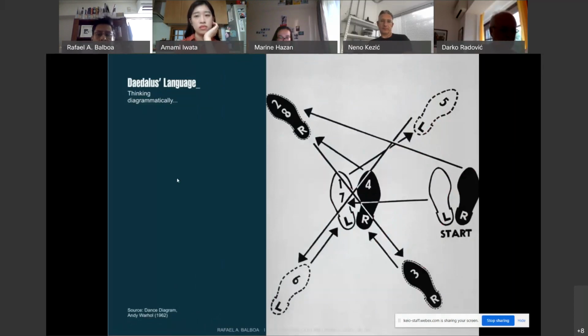This is a very famous diagram that probably you know. It's a diagram that Andy Warhol did in 1962 about dancing. And it's interesting how something that is so vital, or so active, vibrant as dancing, can be reduced to just some information with some feet, some directions, some basic words.